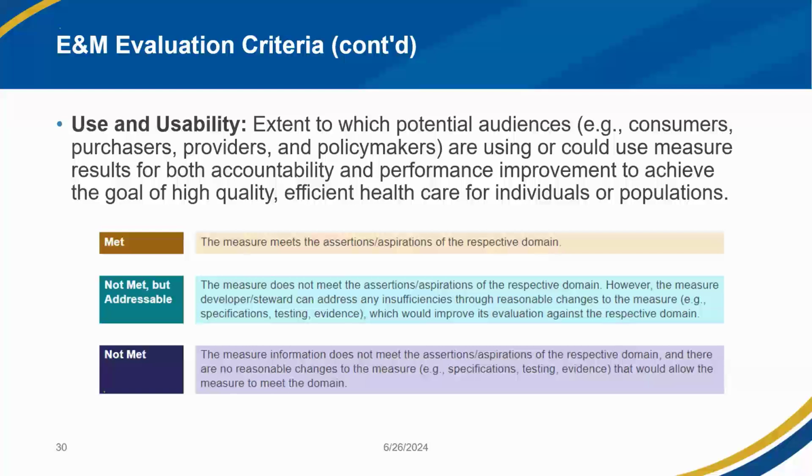The 5 domains are scored individually as met, meaning that the measure meets the assertions of the respective domain; not met but addressable, meaning the measure does not meet the assertions of the domain, but that the developer can address insufficiencies through reasonable changes to improve the evaluation against the criteria; and then not met, which means that the measure does not meet the domain assertions, and there are no reasonable changes that would allow for the measure to meet the domain. So Battelle staff and E&M committees apply the measure evaluation criteria to evaluate these 5 measure properties, and ultimately the recommendations group discuss and recommend to the CBE whether to endorse the measure.